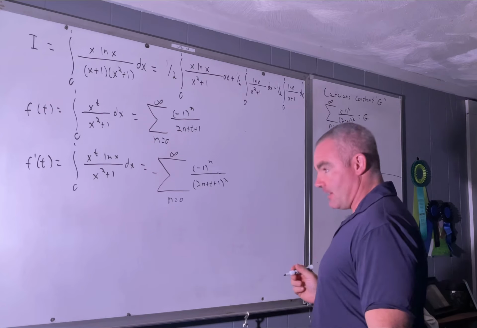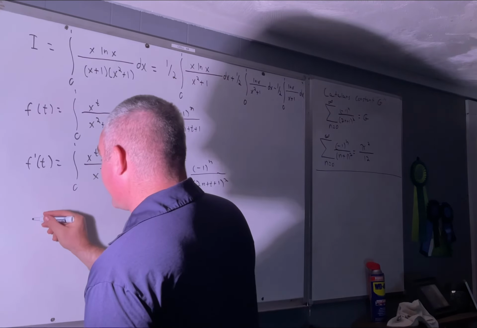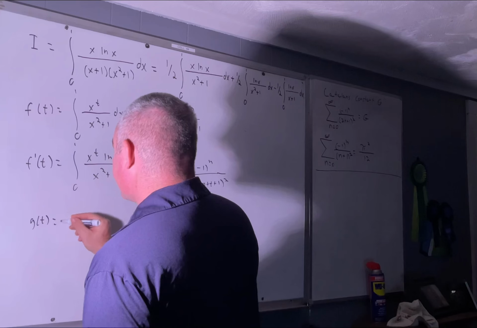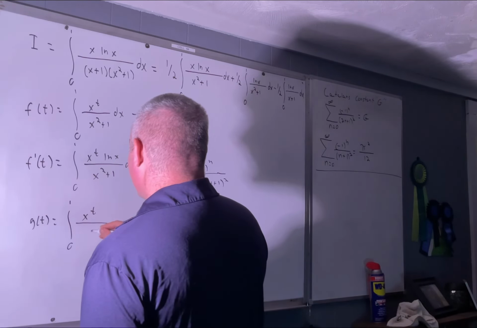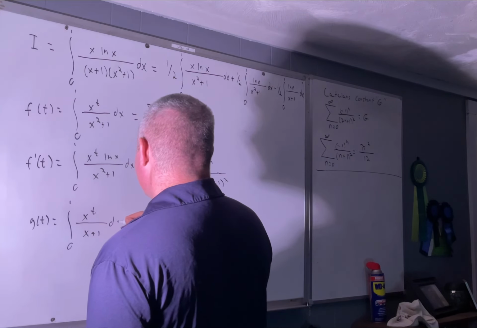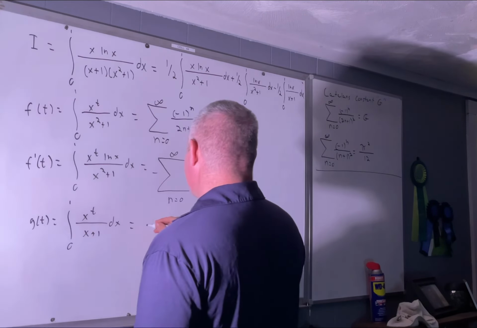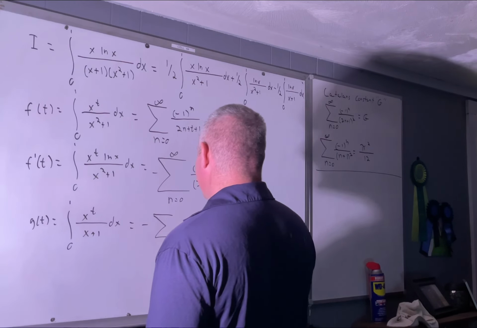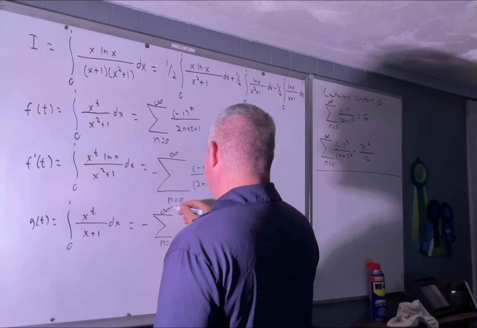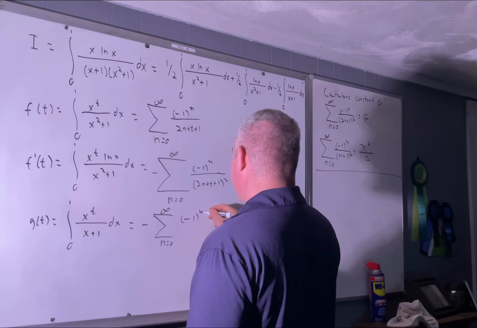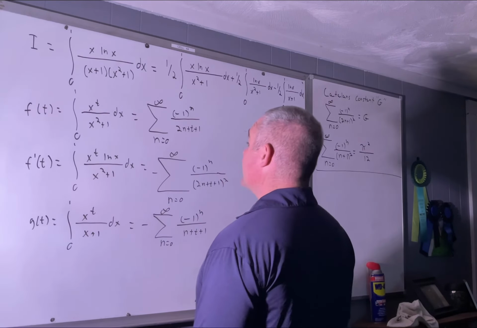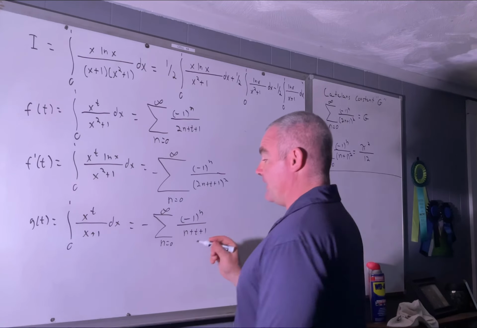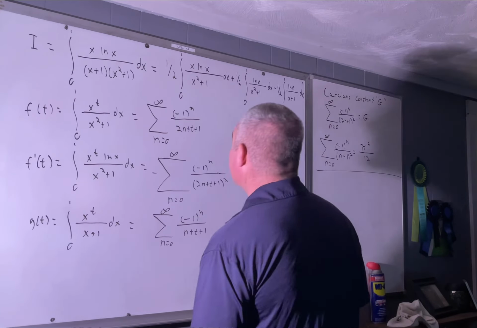Now let's make another function of t. We'll call this one g. So g of t is going to be equal to the integral from 0 to 1 of x to the t over x plus 1 dx, which is going to be equal to the sum, as n goes from 0 to infinity, of -1 to the n over n plus t plus 1. Oh, I'm sorry, there's no negative there.